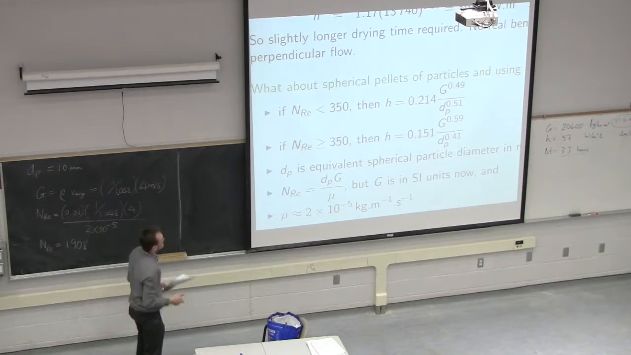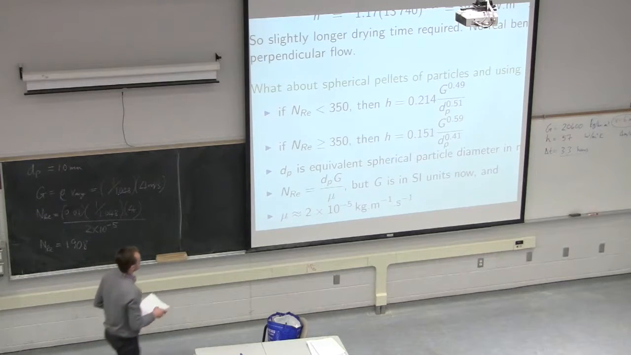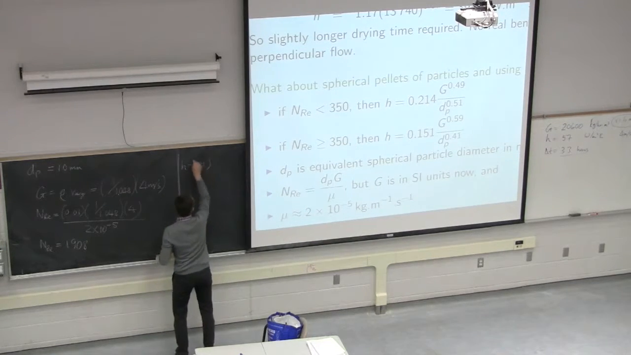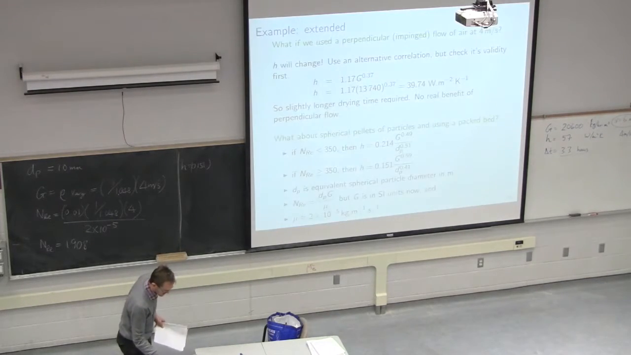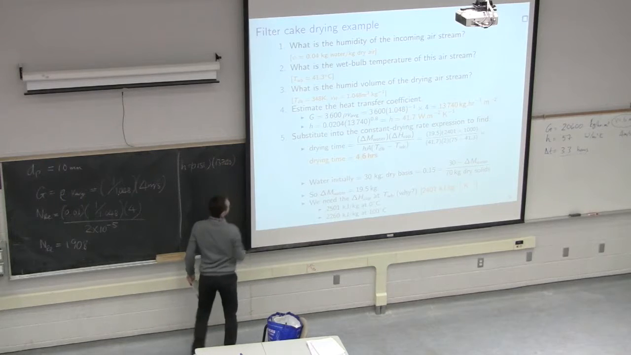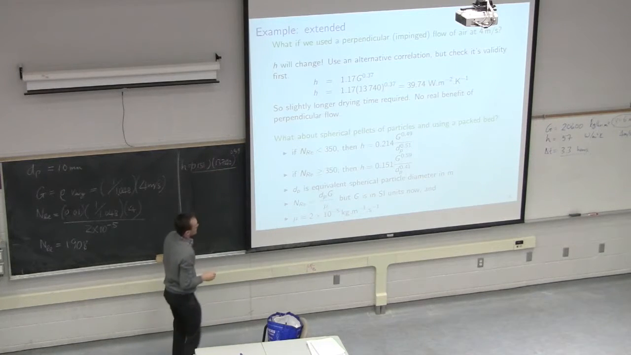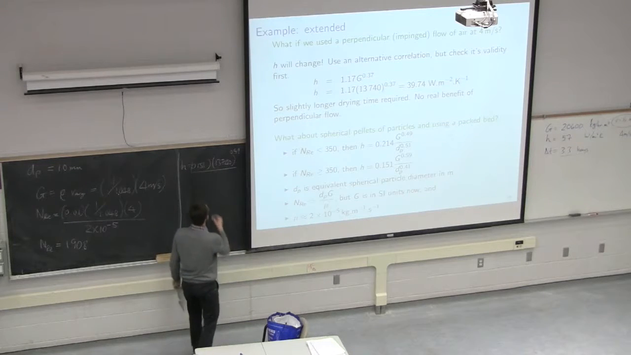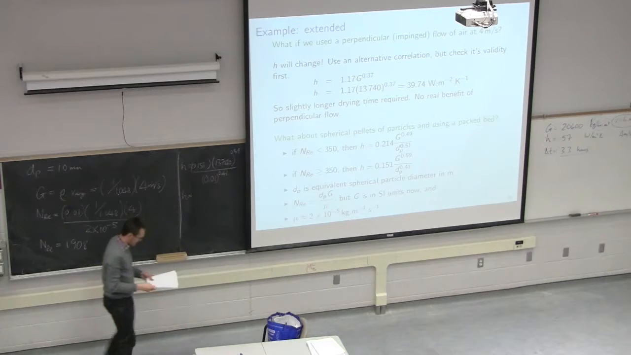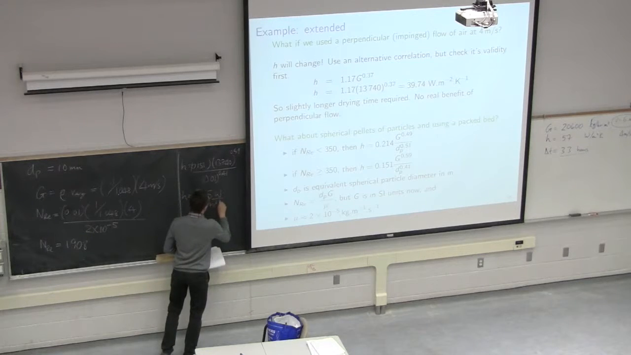So when we sub in over here, again, this is a correlation. G is back in its irregular units of kilograms per hour per meter squared. So we're into the correlation over here, 0.151. G is, from before, we don't even need to calculate this. We've got it over here. G is 13740. That's my G value. Raised to the power of 0.59. And then in my denominator, I've got the particle diameter raised to the power of 0.41. So 0.01. Okay, and then that gives you a heat transfer coefficient in the order of 275 watts per meter squared Kelvin.